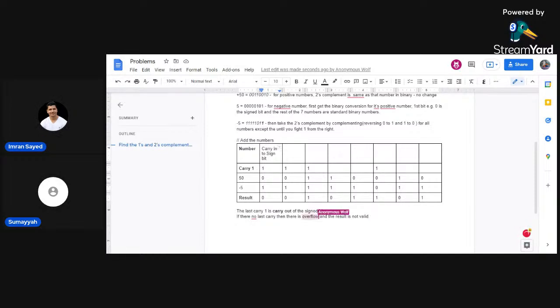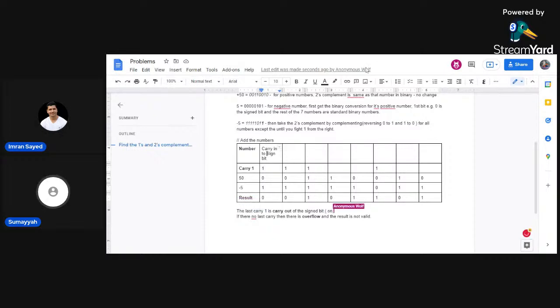Okay. But did the question ask that? No, right? Only if it asks, we have to say that. If it doesn't ask, we don't have to say. Correct? No, we do have to say it because then the result is not valid if there is overflow. Okay. So in our case, there is no overflow. Correct? Yes.